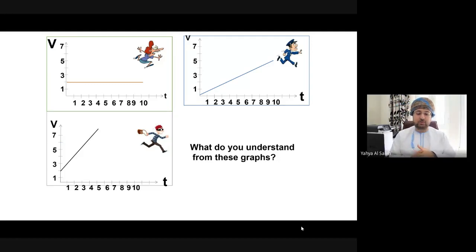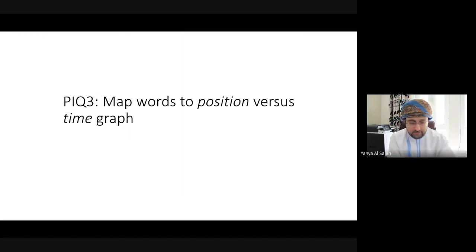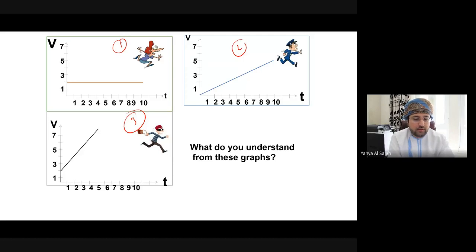What do we understand from these graphs? We have velocity-time graphs. Okay, someone is running. So we have graph number 1, graph number 2, and graph number 3. And what do these tell us? Well, the y-axis gives us velocity, and the x-axis gives us time.